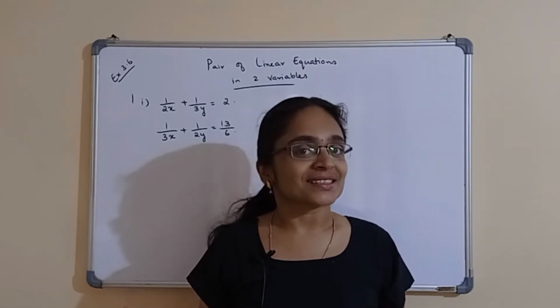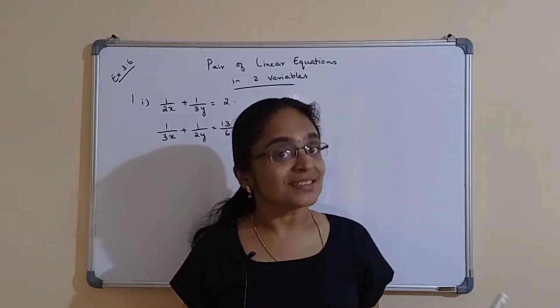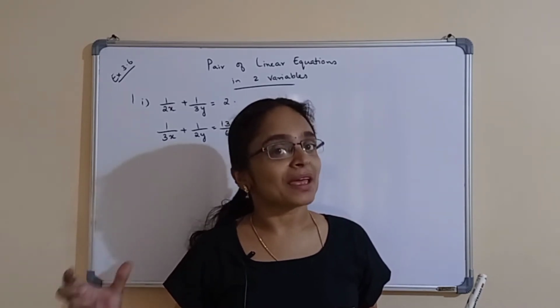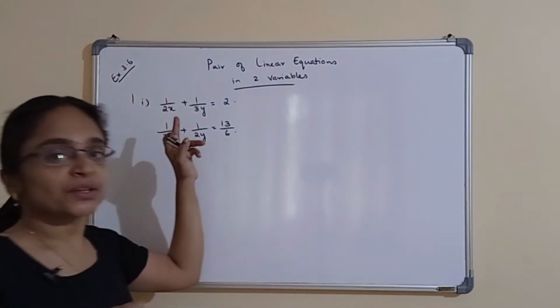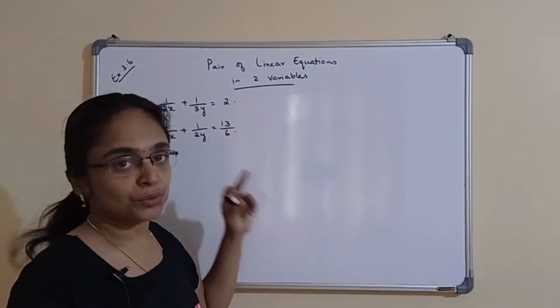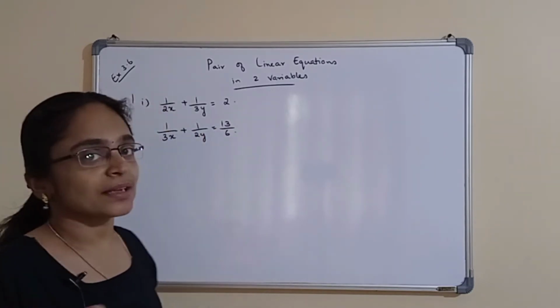Okay, so let us start now. And the first question is, solve the following pairs of equations by reducing them to a pair of linear equations. That is the question. And the first one is 1 by 2x plus 1 by 3y equal to 2 and 1 by 3x plus 1 by 2y equal to 13 by 6.